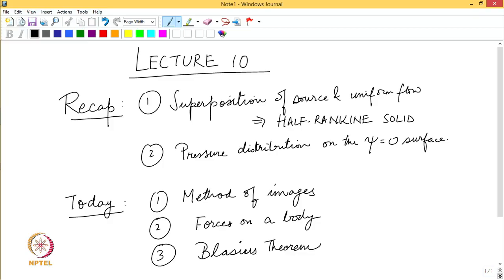So, we will extend this discussion here today, and we will look at three specific topics. We will look at the method of images, and I will talk about what this method is. Then I will extend this idea of getting a pressure distribution and apply it to calculate forces on a solid object, or on a body that is immersed in a potential flow, and then finally, as a consequence of what the force distribution looks like, I will talk about the Blasius theorem.